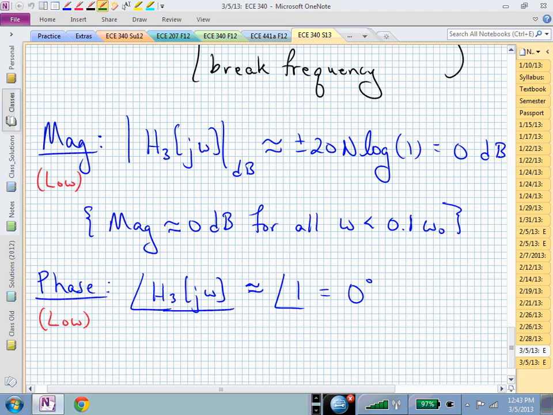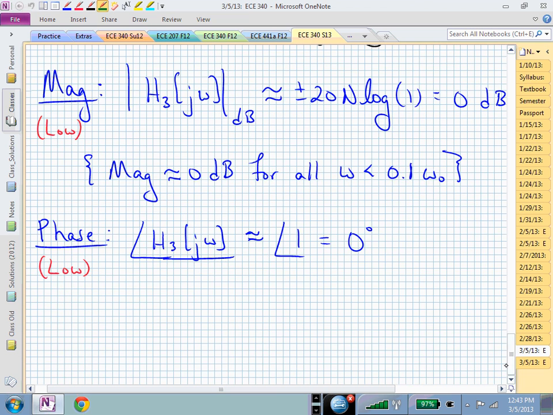What we're going to do is see what's happening below the break frequency, what's happening beyond the break frequency, and then we'll find their intersection with the magnitude, and that's going to be right at the break frequency. The phase, we said the complex number for low values of frequency was 1. The angle of 1 is 0. Those are now our 2 sort of data points for small frequencies omega.